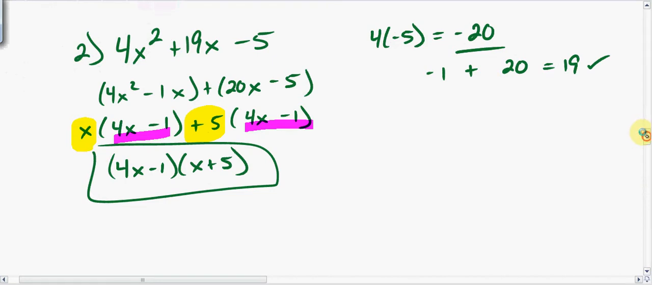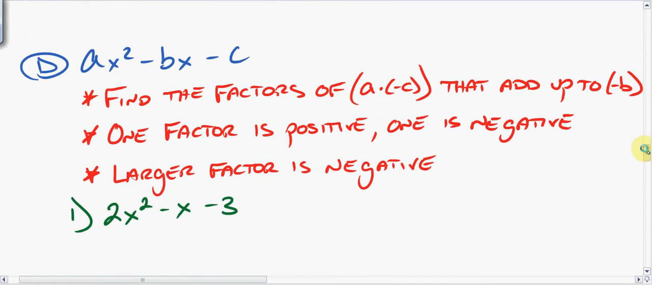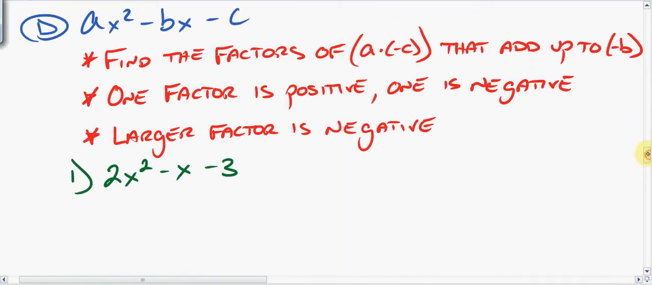All right, last type of trinomial is ax squared minus bx minus c. Since we have a minus c, we know we're going to have one factor that's positive, one factor that's negative. And you're going to get those factors after you multiply a times negative c together, and add them up to get negative b. Since we want to get a negative b, we know the larger factor is going to be negative.